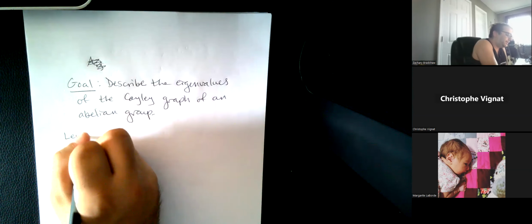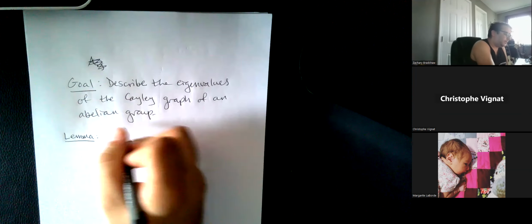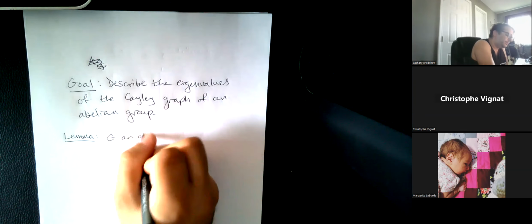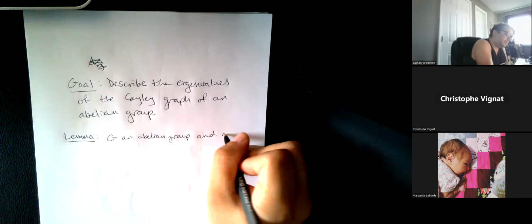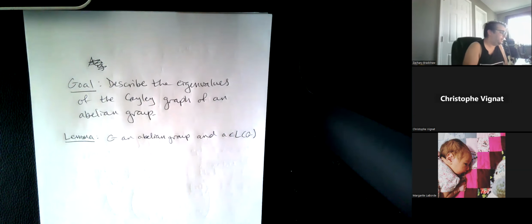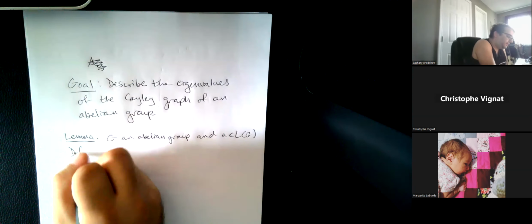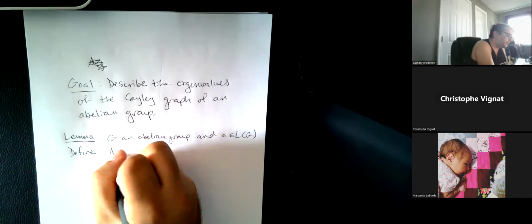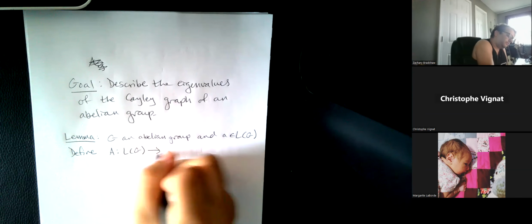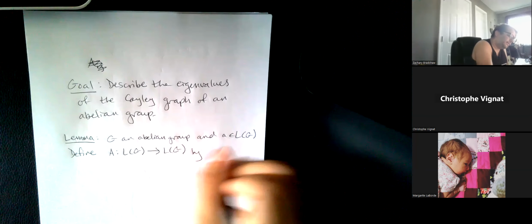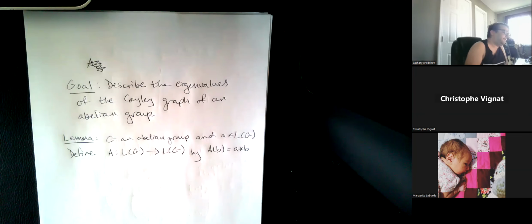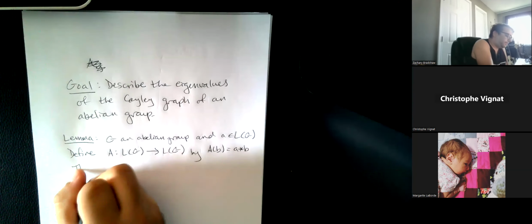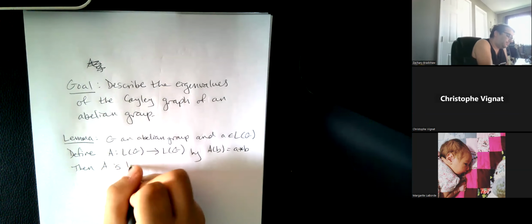Okay, so first thing we need is a lemma. So let G be an abelian group, and let A be an element of the group algebra. So remember, these are the functions from G to C. Define the convolution operator from the group algebra to itself by A of B is the convolution of this A that we defined here with B. What I won't check is that it is linear, it's a straightforward computation.